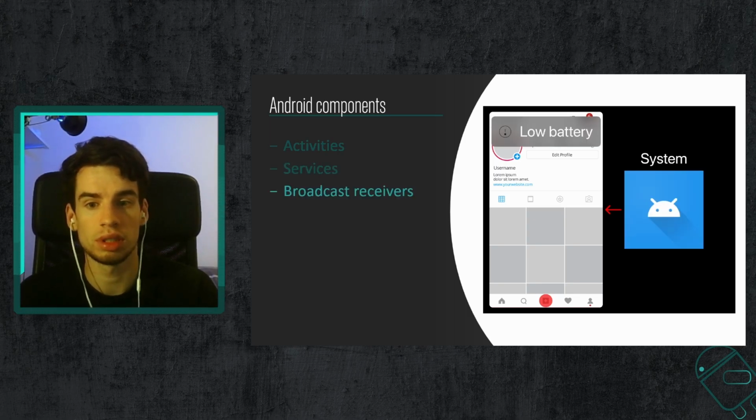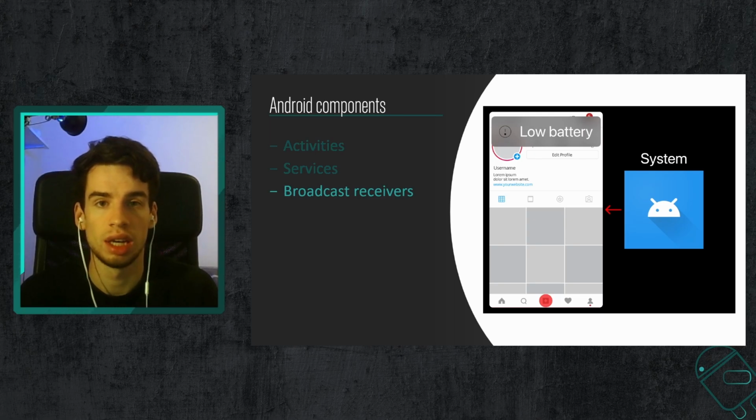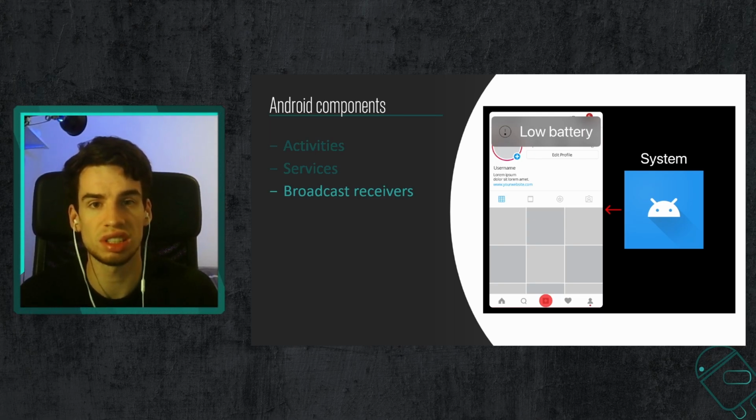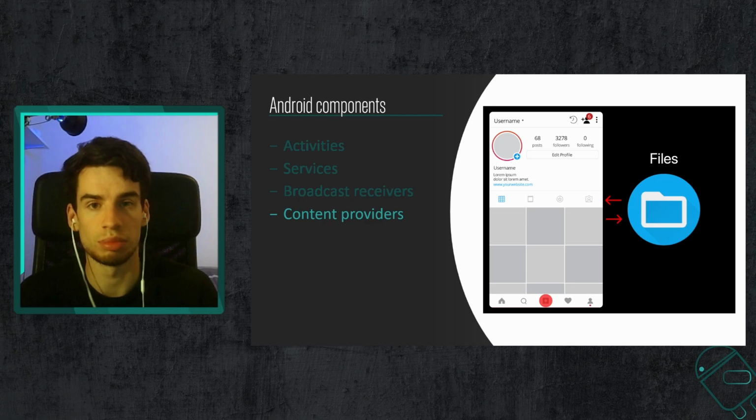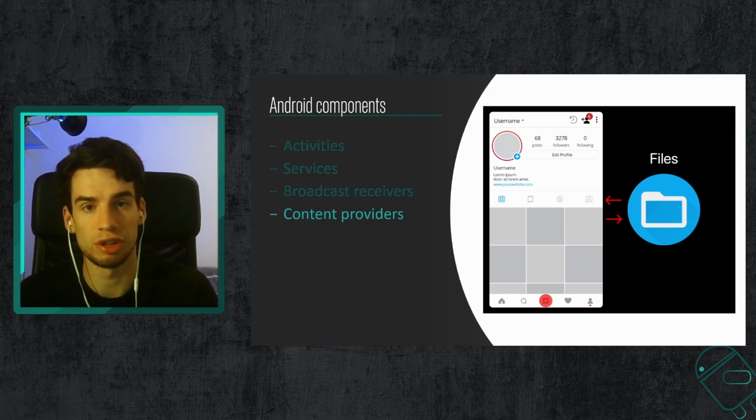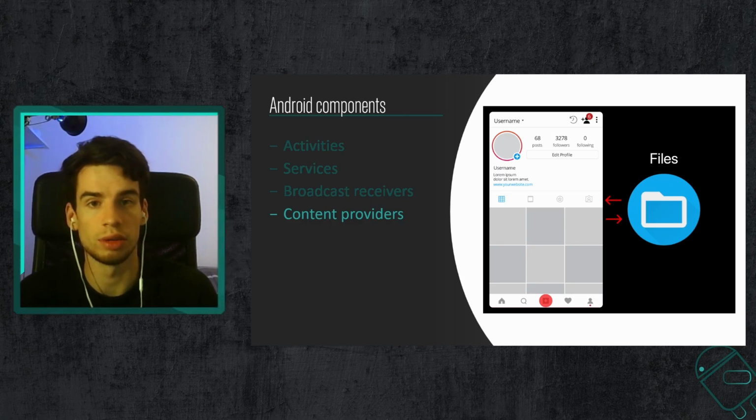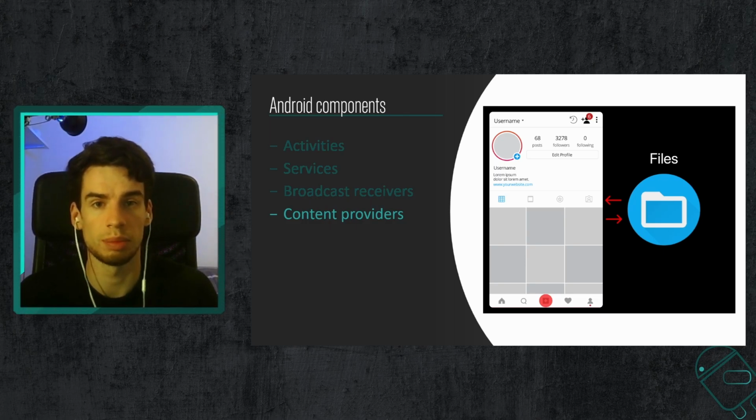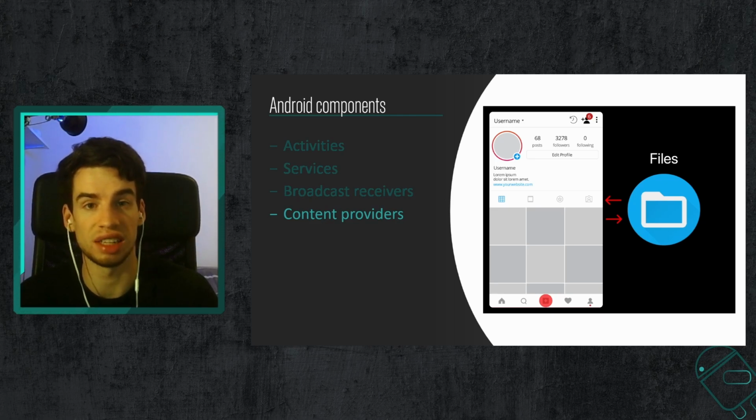The third component is a broadcast receiver. And a broadcast receiver listens to system-wide notifications. For example, that your battery is running low. The fourth component is the content provider. In Android, each application uses their own memory and their own storage. So in Android, when you want to share files with another application, you will have to do this via the file manager. And this is both for receiving files as well as for sending files. So those are the four components in Android.